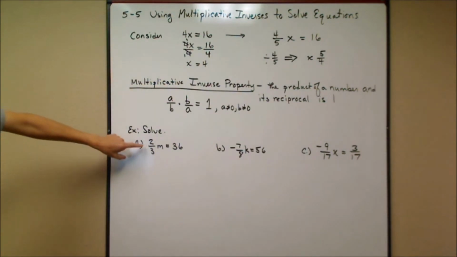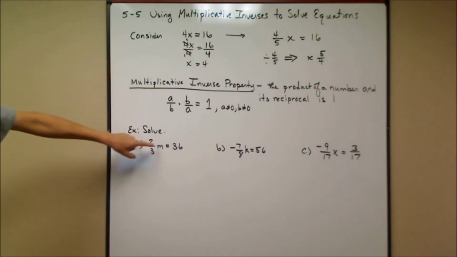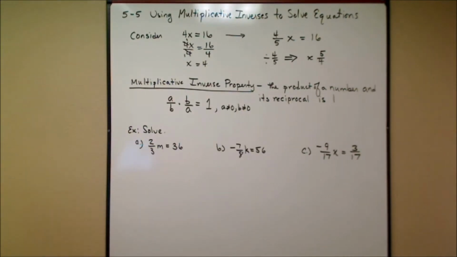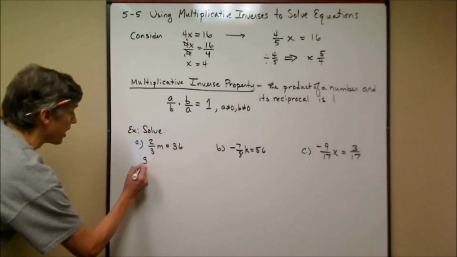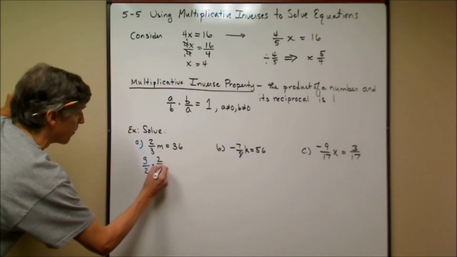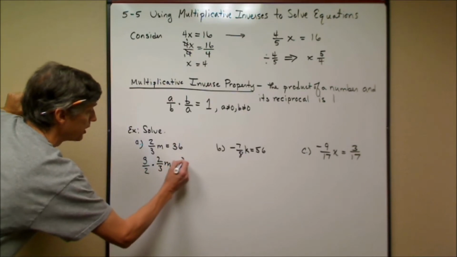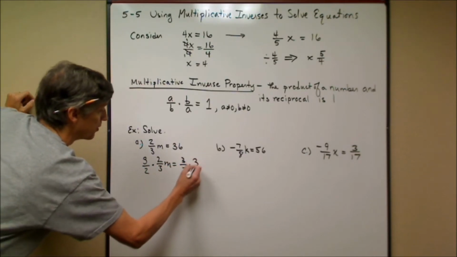Look at my first example. I'm going to solve this equation: 2/3 m equals 36. The 2/3 is times the m. So since something is times it, we've got to do division, but since it's a fraction, we're going to multiply by the reciprocal. The reciprocal of the number times m is 3/2, because this is 2/3, so 3/2. So I'm going to multiply both sides by 3/2, because remember, whatever you do to one side of the equation, you have to do to the other side of the equation.